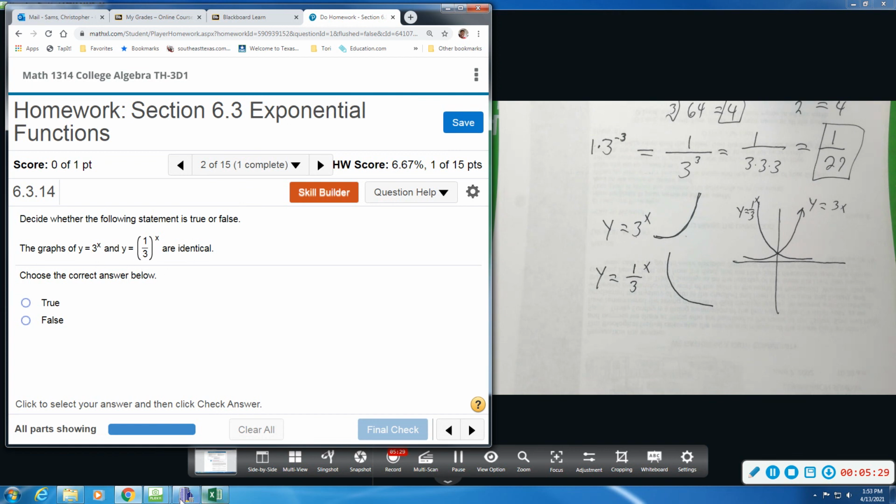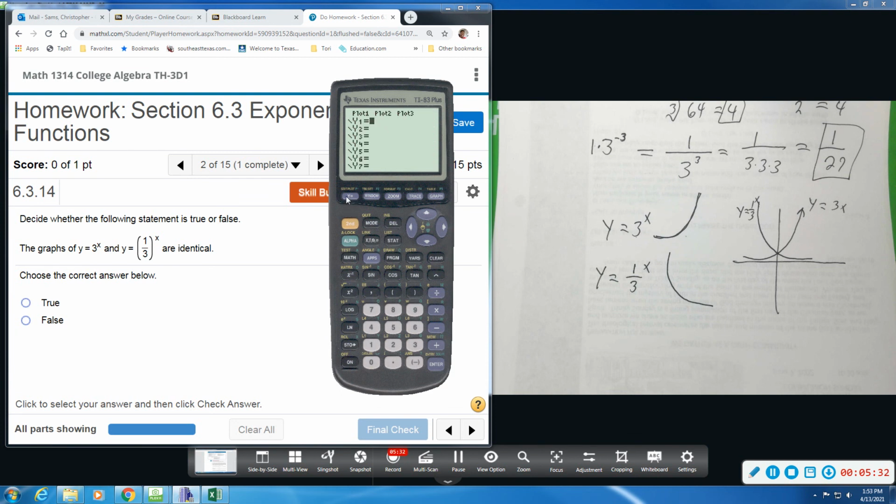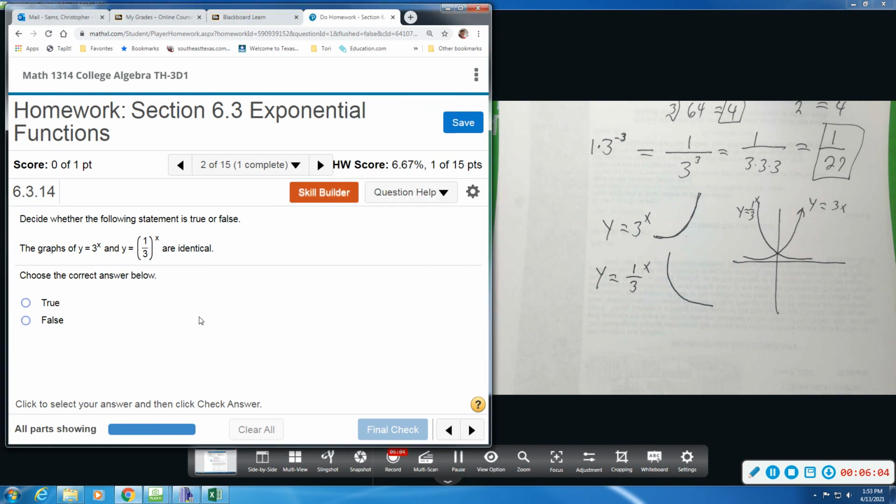You can graph it as well. Let's go ahead and do that. Y equals, we'll say 3 raised to the x. All right, and we're going to go down, and then in parentheses, we're going to do 1 divided by 3. Always need to put fractions in parentheses in this older calculator. And then we're going to raise that to the x, and then graph it. So here's the first one, and then here's the second one, right there. And you get those two, and they're not identical. You can see that. Okay, so we're going to say it's false that these are identical.